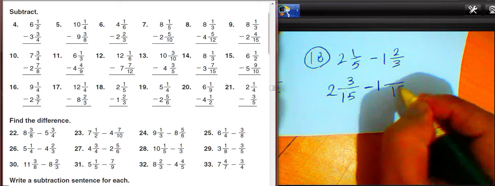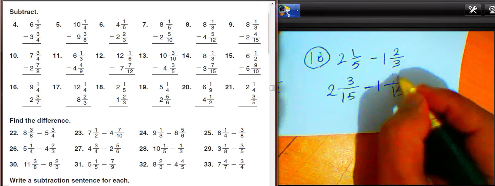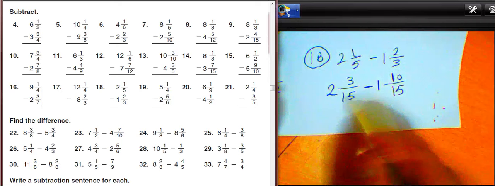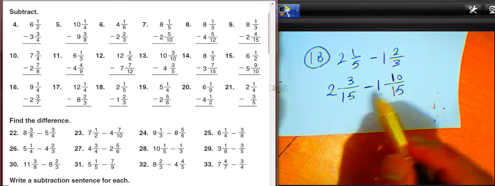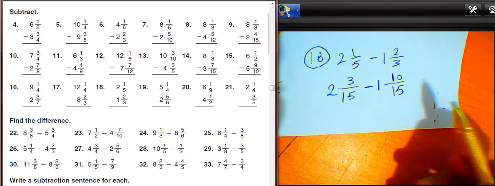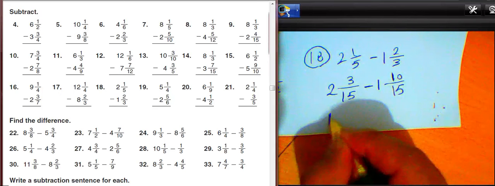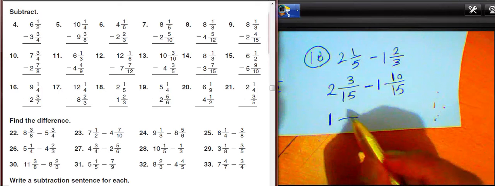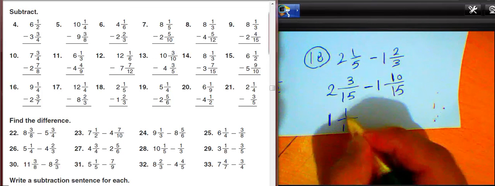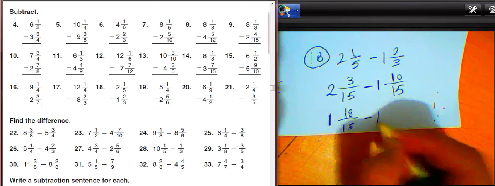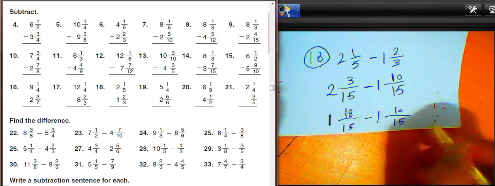3 times 5 equals 15. 2 times 5 equals 10. But 3 and 10, we can find the result about 3 and 10. 3 subtract 10, it is impossible. So we must borrow 1 from 2, it will be 1. And 1 will be 15 over 15 plus 3 over 15 equals what?